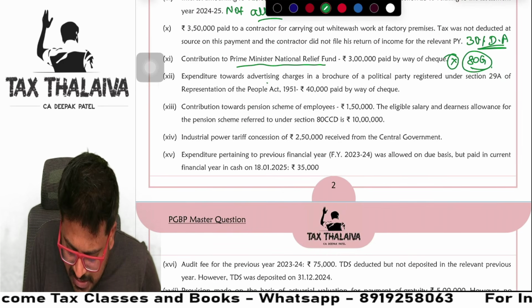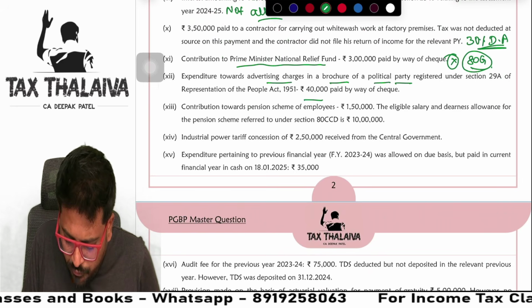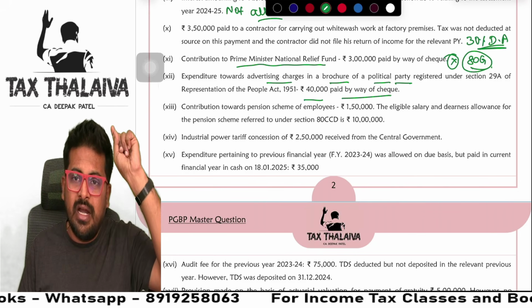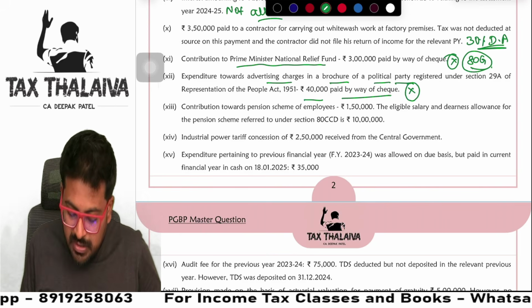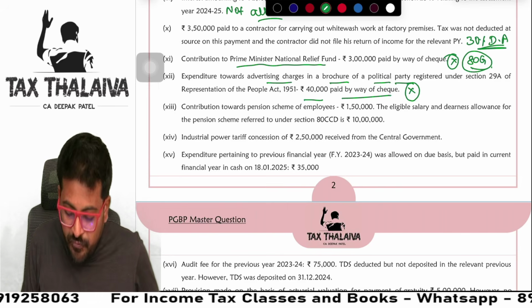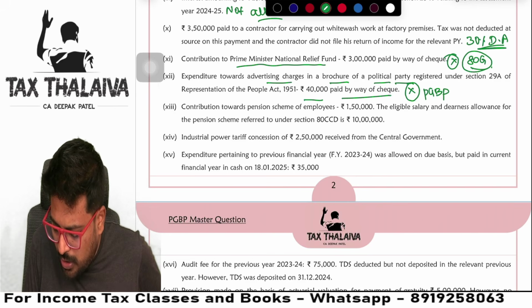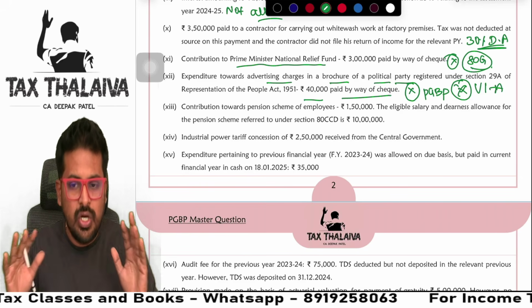Expenditure towards advertising charges in brochure of political party registered under so and so, 40,000 paid by check. Guys, contribution to a political party is allowed under 80GGB or 80GGC, but here you cannot claim the advertisement expenditure. First of all, it is not a business expenditure. So under PGBP, it is not allowed, but under Chapter 6A deductions also, it is not allowed, guys.